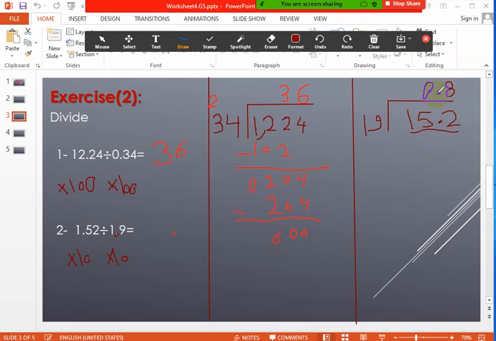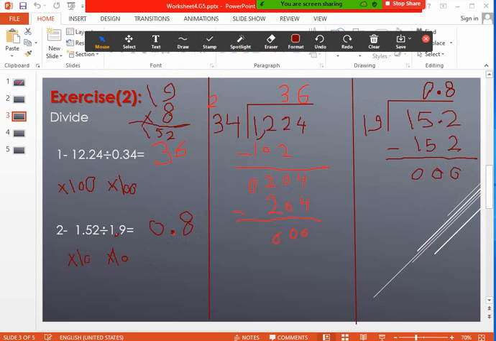Yes, I have to think about a number. If I multiply it by 9, it will give me 2 in the ones digit. And 8 multiply 9 equals 72. That means if I multiply, girls, 19 by 8, the answer for this multiplication will be 152. So I will put it right here, and then I have to subtract. The remainder will be 0. So the quotient will be 0.8. This is the quotient.